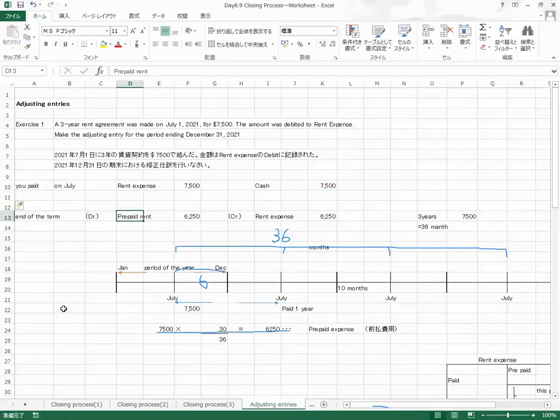These adjusting entries: you record on July rent expense this amount and paid cash this amount. So you adjust prepaid rent and rent expense at the end of the term according to the month. But there is another way to record this case. Teacher Midori will show you.